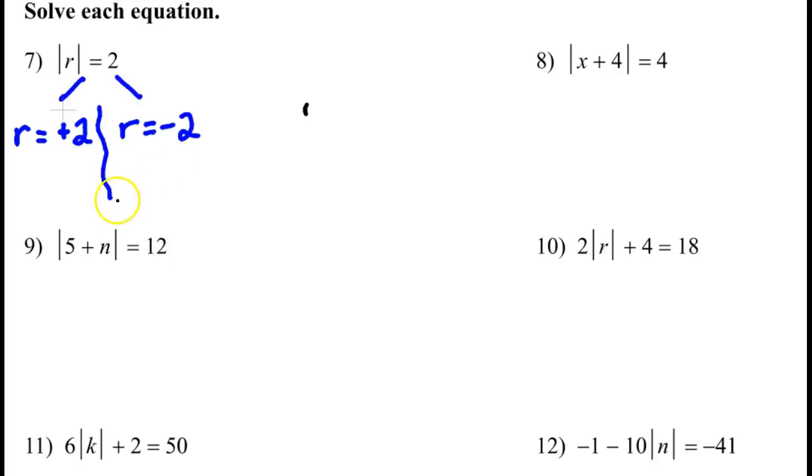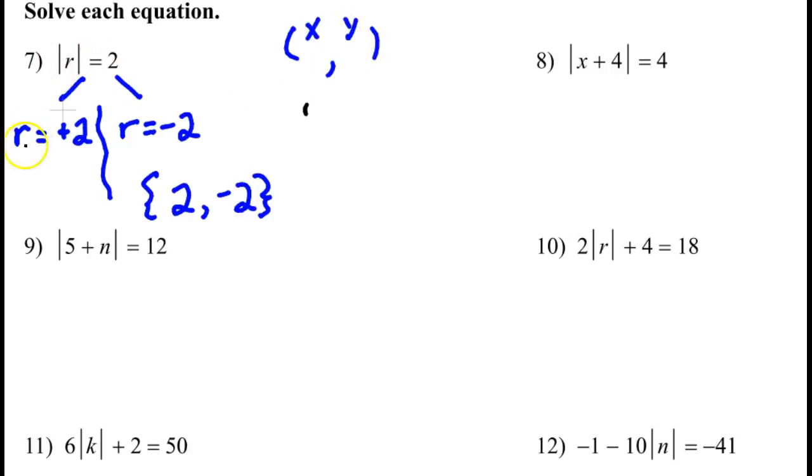So for this particular problem, it's already finished. We have our answer. And we use the braces here to write the answers, 2 and negative 2. Do not use parentheses, use braces. You only use parentheses when your answer is 2 different variables, like x equals this and y equals this.